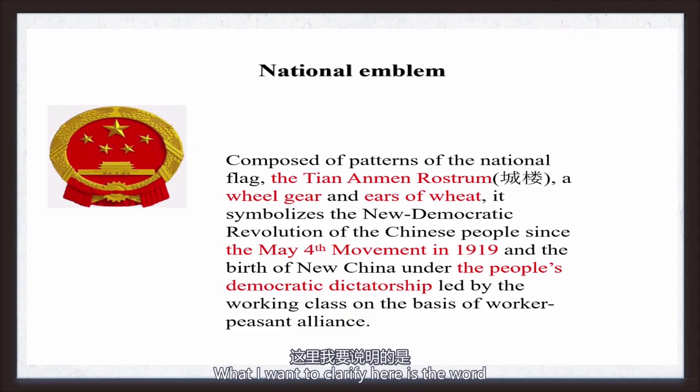What I want to clarify here is the term People's Democratic Dictatorship. Some students tend to associate dictatorship with some terrible names like Nazi, Hitler. In fact, our People's Democratic Dictatorship emphasizes centralization, not decentralization, of the people under the leadership of our Communist Party.